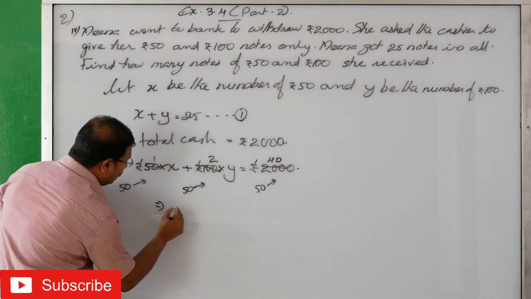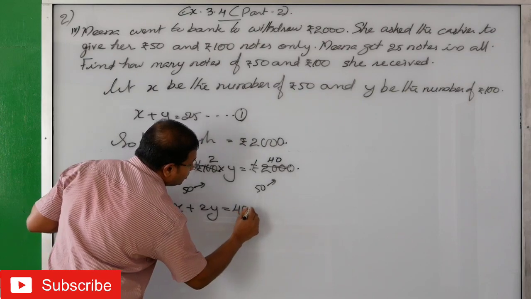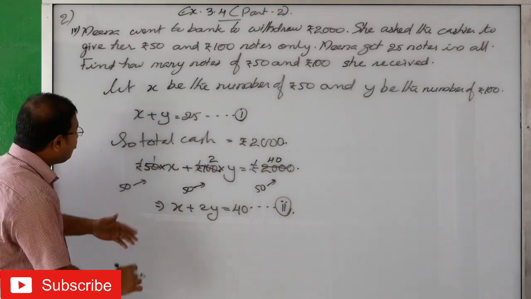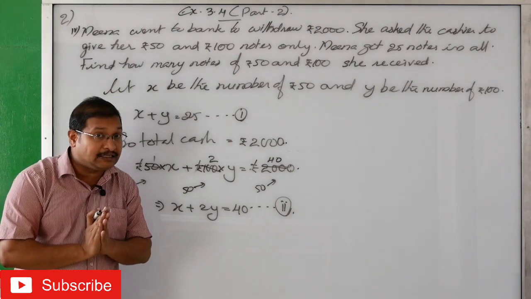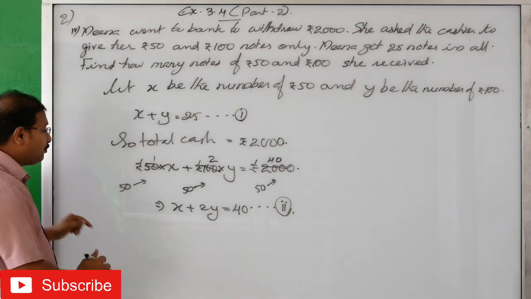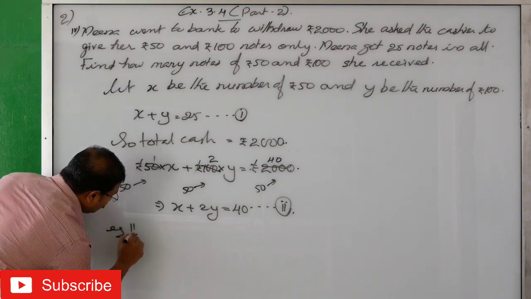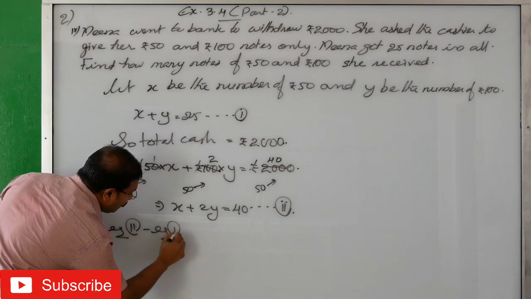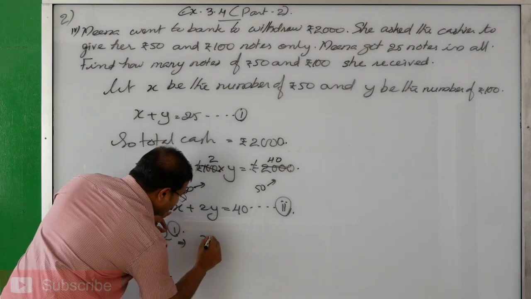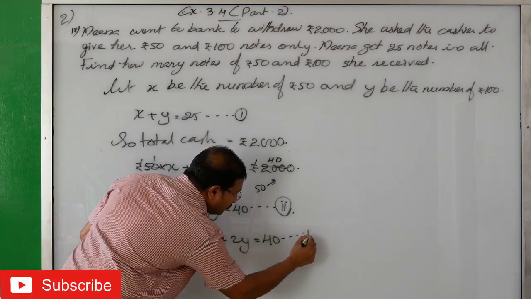This implies you got x plus 2y equals 40. This is equation number 2. Ready? After that, we want to use now which method? Elimination, isn't it? That means what we'll do? Subtracting equation 1 and 2. So, just we'll write equation 2 minus equation 1. That is subtracting. That means this implies what we'll write? x plus 2y equals 40. That is equation number 2.